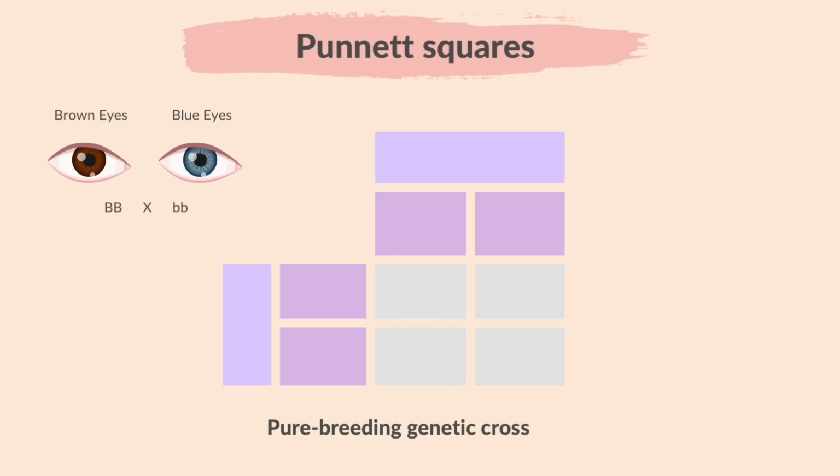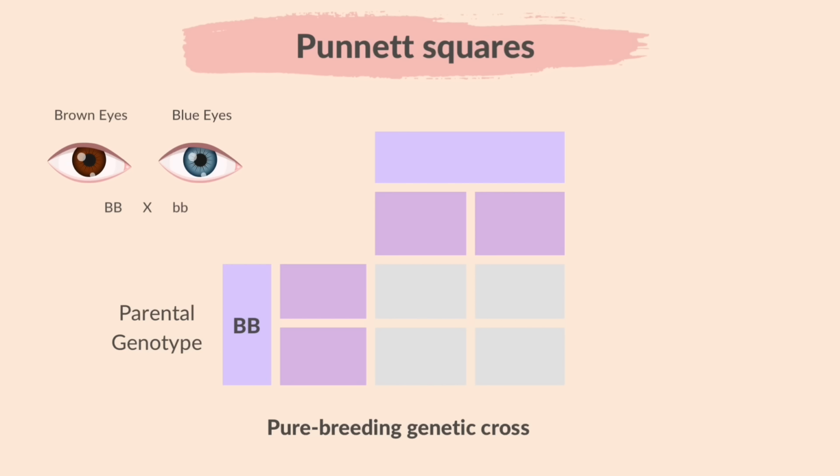To make a Punnett square, put one parent's alleles on the top row and the other parent's alleles on the left column. The cells in the square will show the different combinations of alleles from each parent. The results you get in the square will be the offspring, the babies.